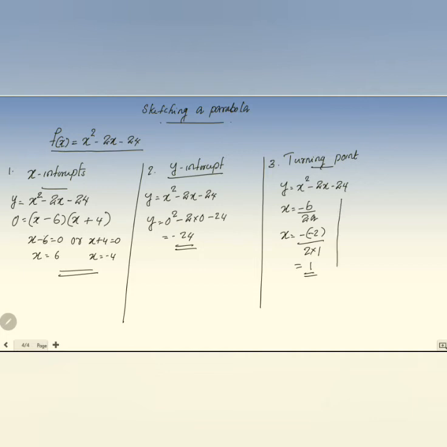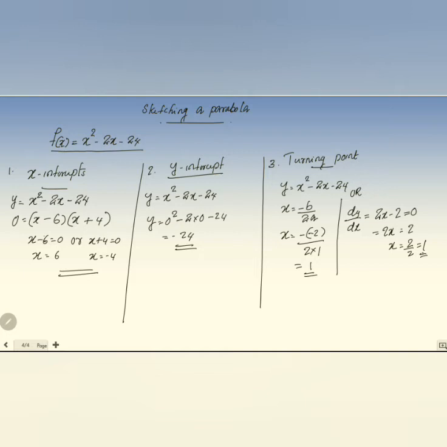The same x value we can get using the other method, that is differentiate and equate to 0. That is dy by dx. You can choose any one of these. dy by dx is 2x minus 2, and equate to 0. That is 2x is equal to 2. Therefore, x is equal to 2 divided by 2. Answer is 1. Did you see that? The same value you got. So you can use either minus b by 2a or differentiate and equate to 0.